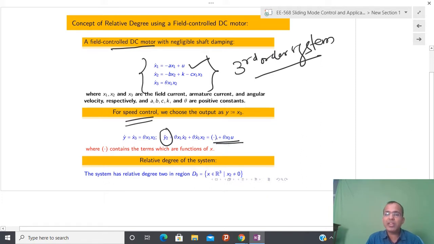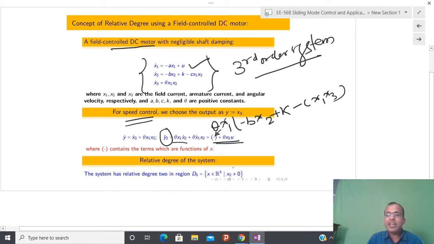Have you ever understood this calculation? This calculation is telling that the same term is repeated here. So I have theta, x1 and x2. X2 is nothing but bx2 plus k minus cx, x1, x3. So that is the meaning of this particular bracket.